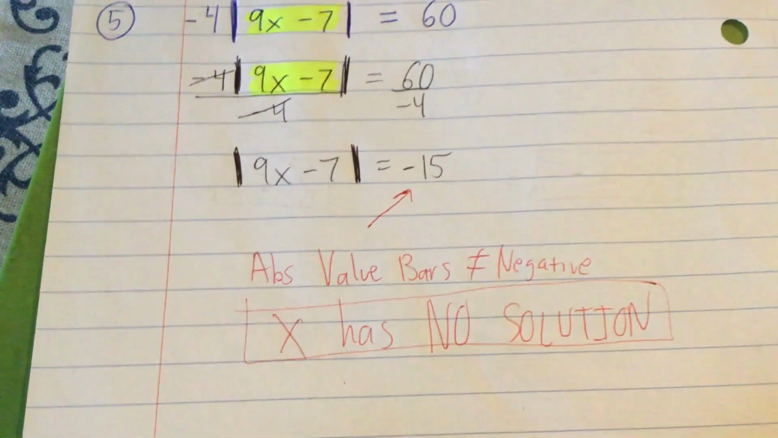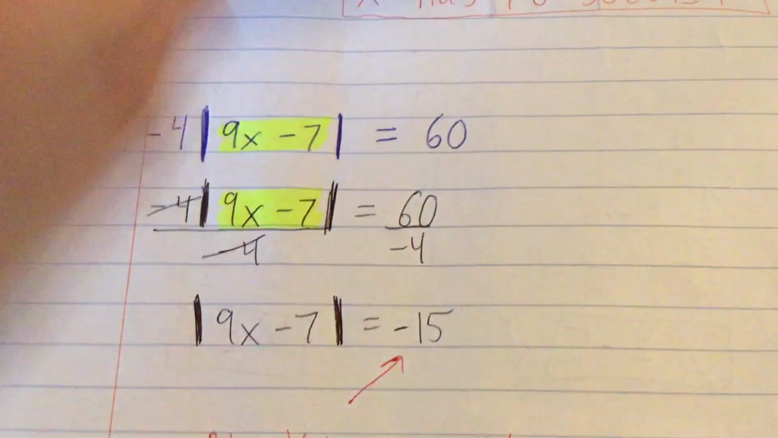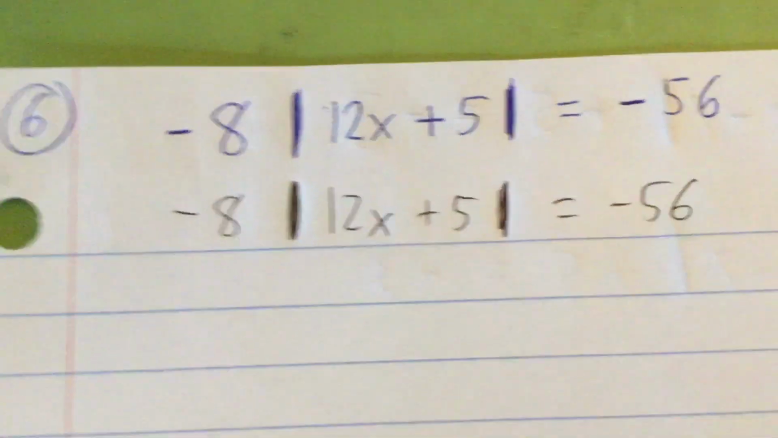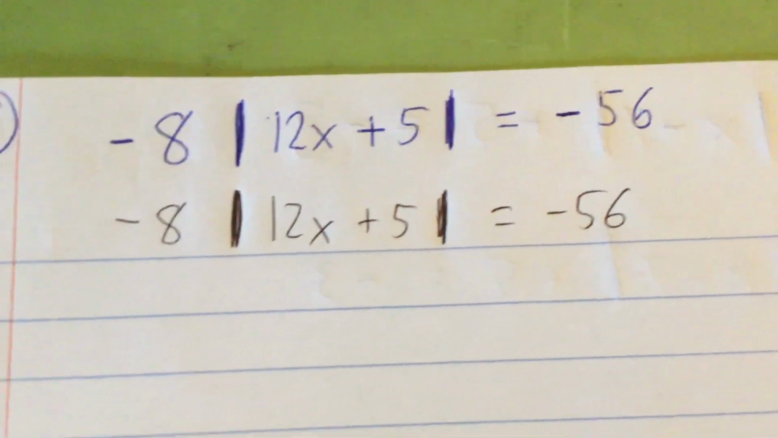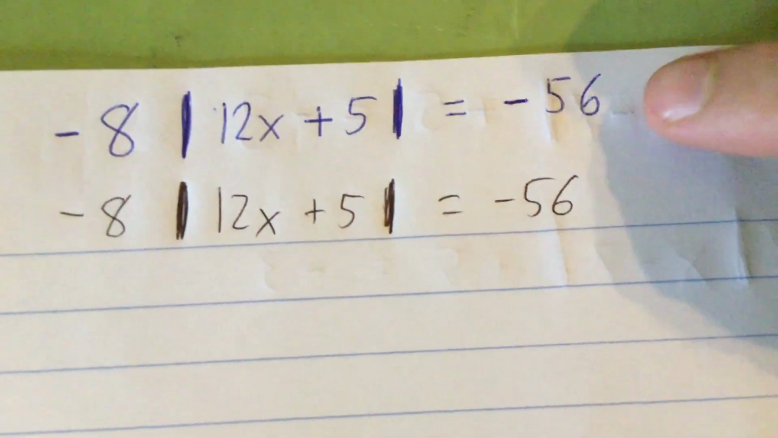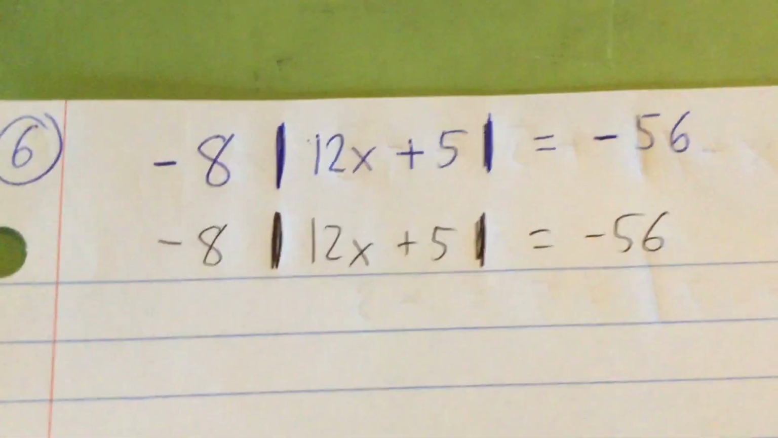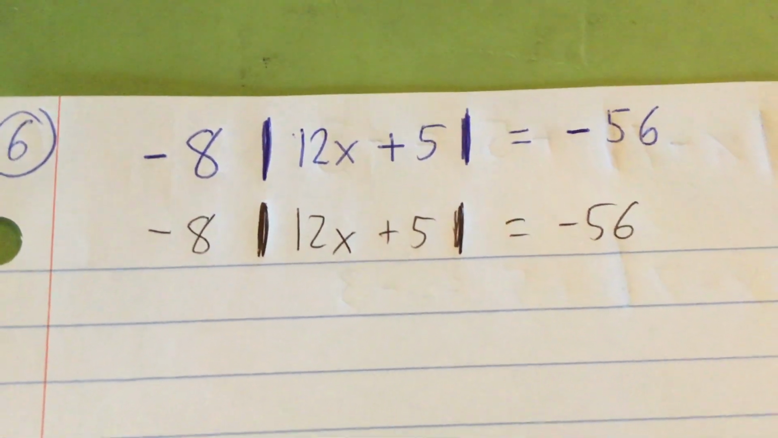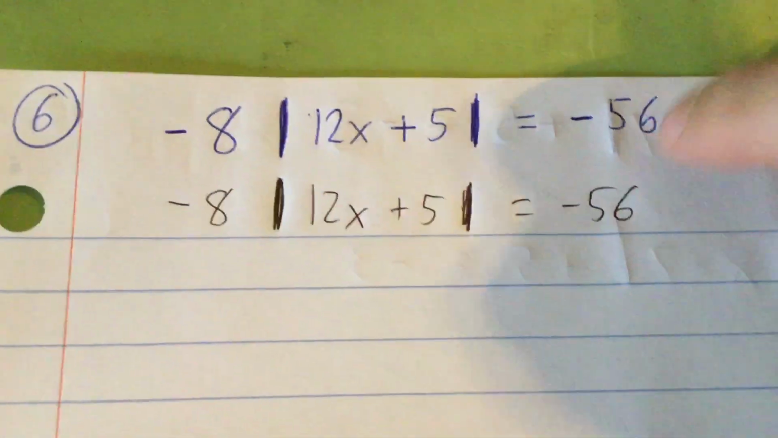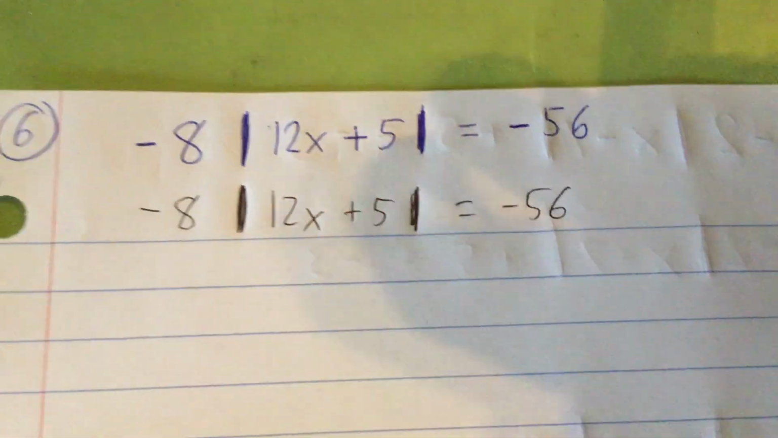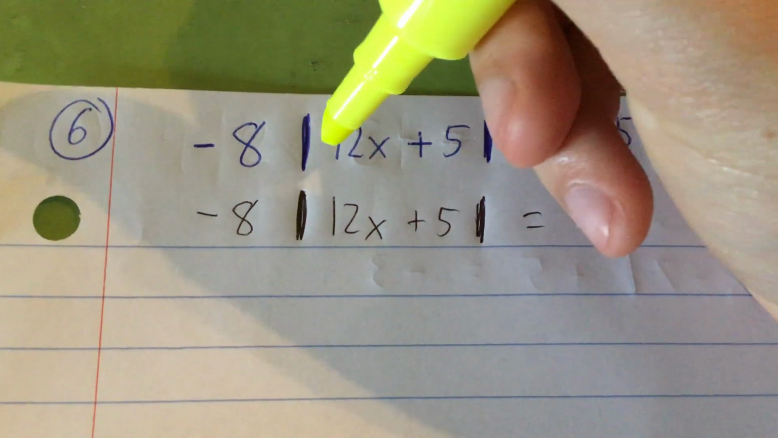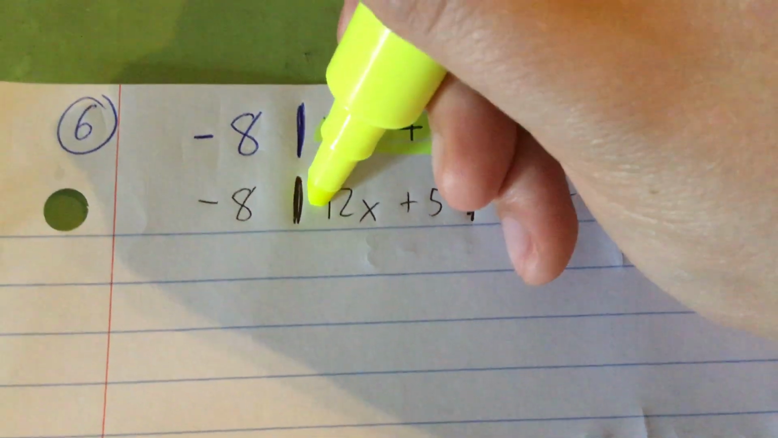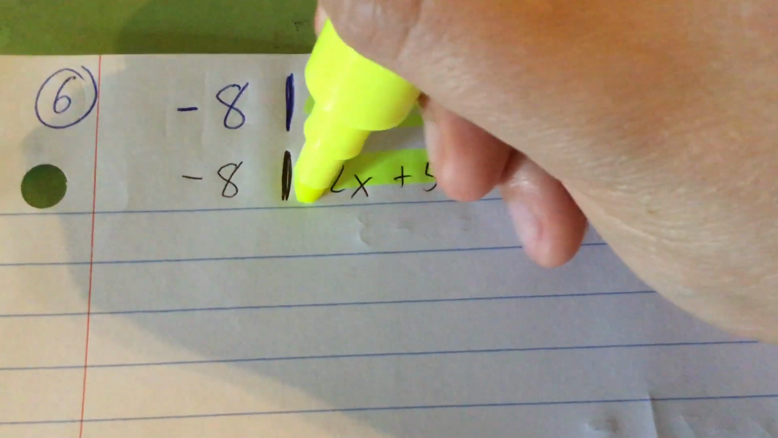Okay. All right, let's take a look at the last 3 problems of the day. There's going to be a 6, a 7, and an 8. So number 6 is, a lot of people look at these problems and they go, oh, equals a negative. Easy, no solution. Why would that be the wrong move? I can't repeat this enough. You have to get the bars isolated before you make that judgment call. So for now, this is negative 8 times the absolute value of 12x plus 5. And I'm trying to get the bars isolated.